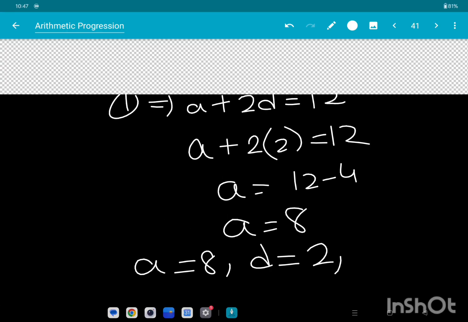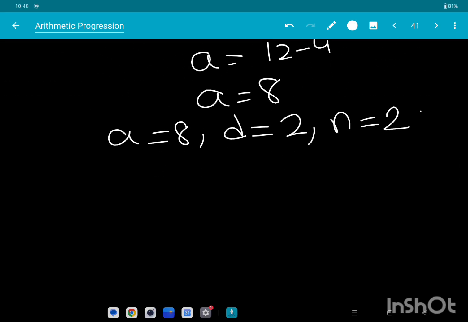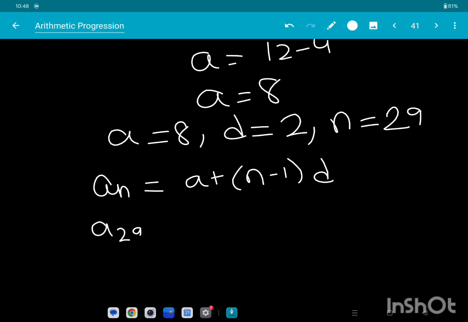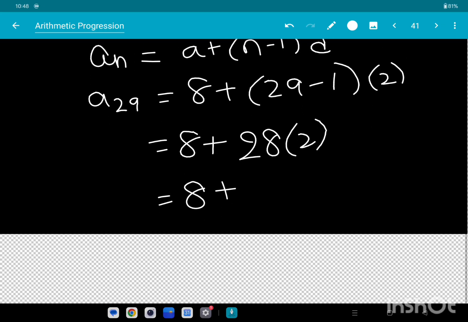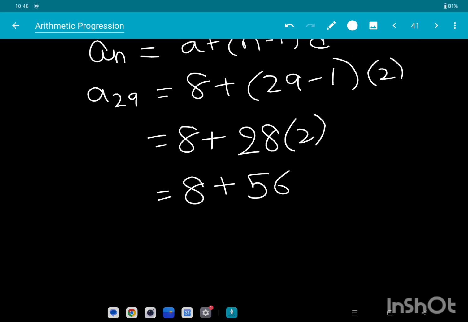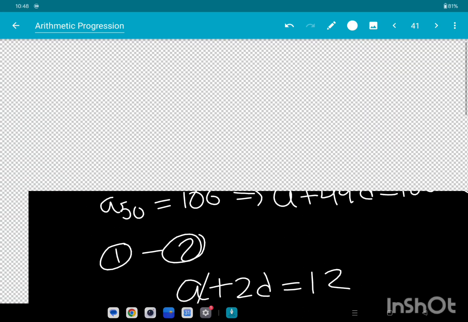And which term do I need to find out? Here it was given I need to find the 29th term, which means the n value is 29. So by using the nth term formula, A plus n minus 1 into D, we need to find the 29th term. So 8 plus 29 minus 1 into D. 8 plus 28 into 2. 28 twos are 56, right? So 8 plus 56. If you want, you can calculate. 56 plus 8, it is 64. So A29 value is 64. It is only right, it was given to find the 29th term. So the 29th term is 64.